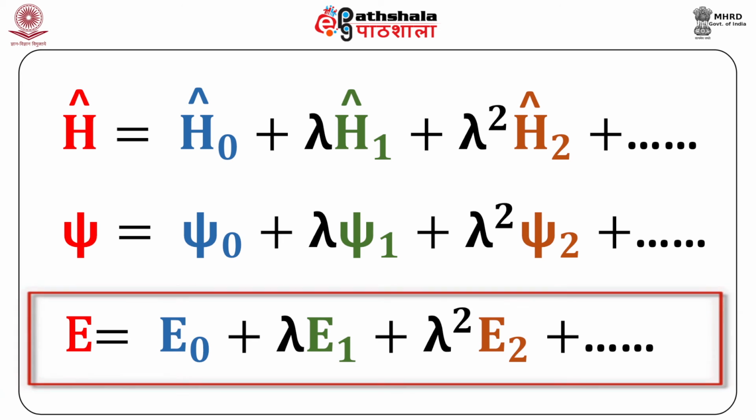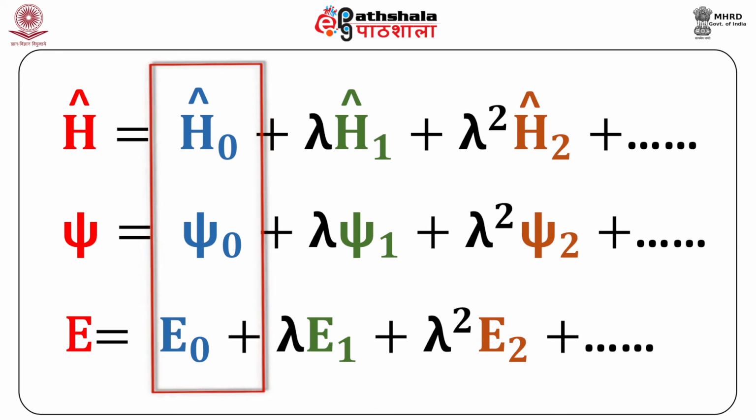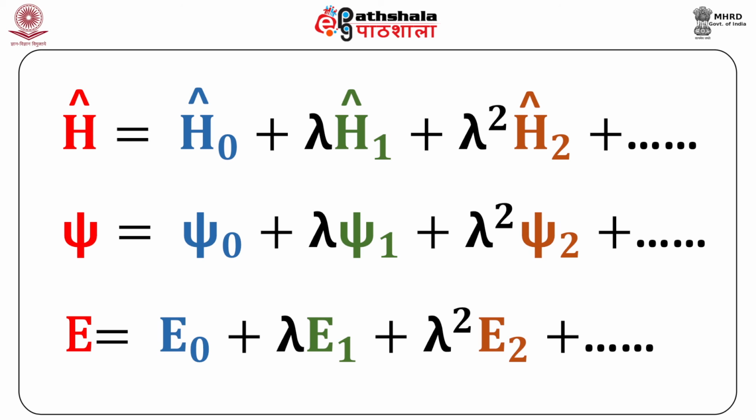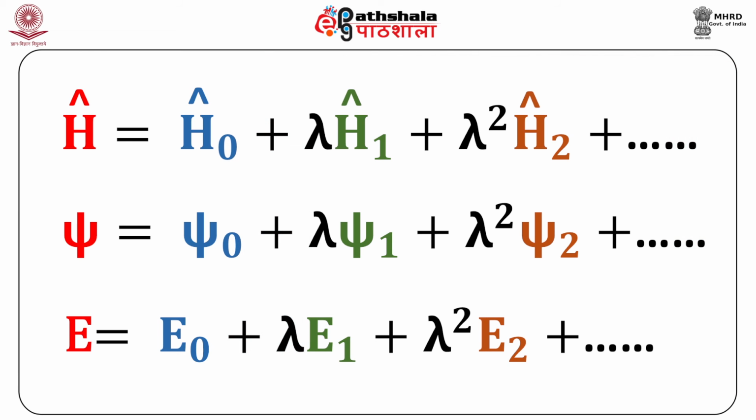lambda square E2. In these equations, if you see carefully, the first terms, that is H0 cap, psi 0 and E0, are the first terms on the right hand side of the equation. These terms basically represent the unperturbed system, whereas the rest of the terms in these equations represent the correction terms which include perturbation effects. So this is a very important point which you must keep in mind.